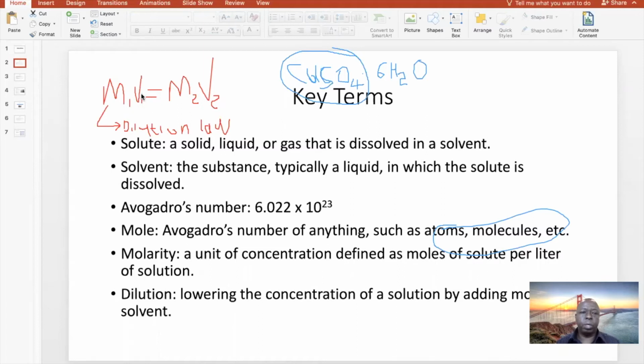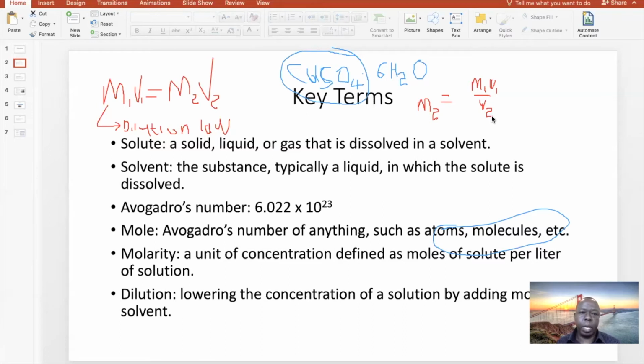In this equation, notice that we have 1, 2, 3, 4 quantities. So if I know three, I should be able to find the fourth one. For example, if you are looking for M2, you will rearrange the equation: M2 equals M1 V1 over V2. That's what I'll do to find M2 and any other unknown.